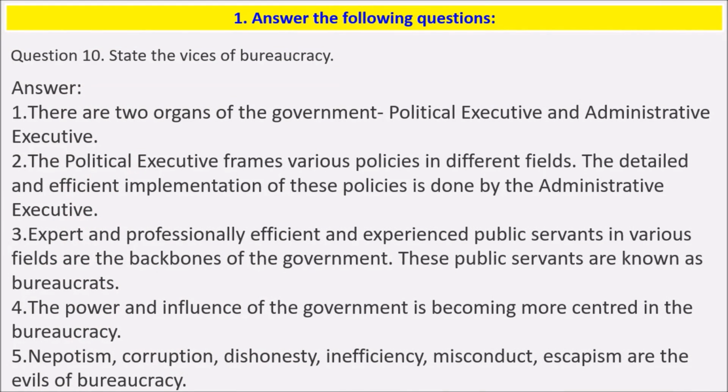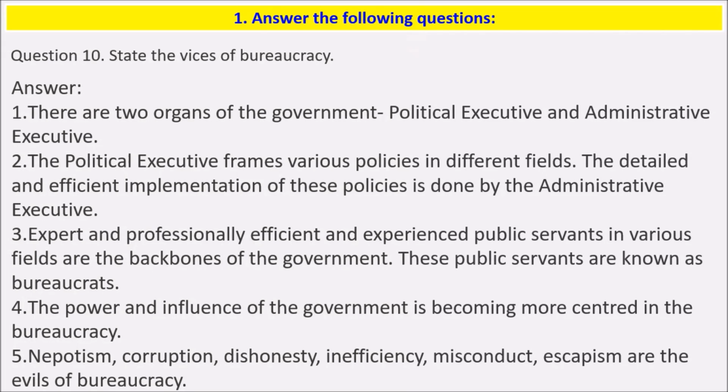State the vices of bureaucracy. There are two organs of the government, political executive and administrative executive. The political executive frames various policies in different fields. The details and efficient implementation of this policy is done by the administrative executive. Experts and professionally efficient and experienced public servants in various fields are the backbones of the government. These public servants are known as bureaucrats.